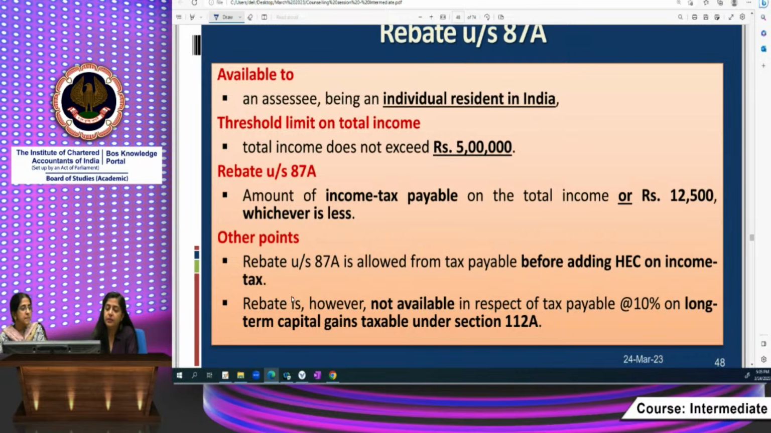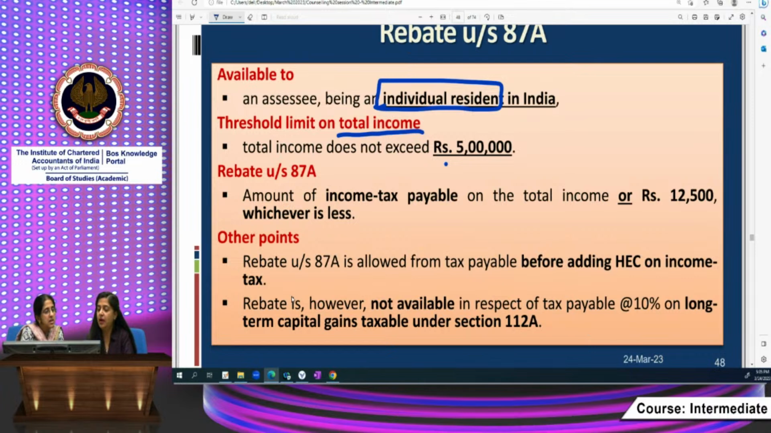Rebate that is available to an individual who is resident. Only individuals who are resident can get the rebate under section 87A. For that, your total income should not exceed 5 lakh. And what would be the rebate? The amount of rebate would be the amount of income tax or rupees 12,500, whichever is less.